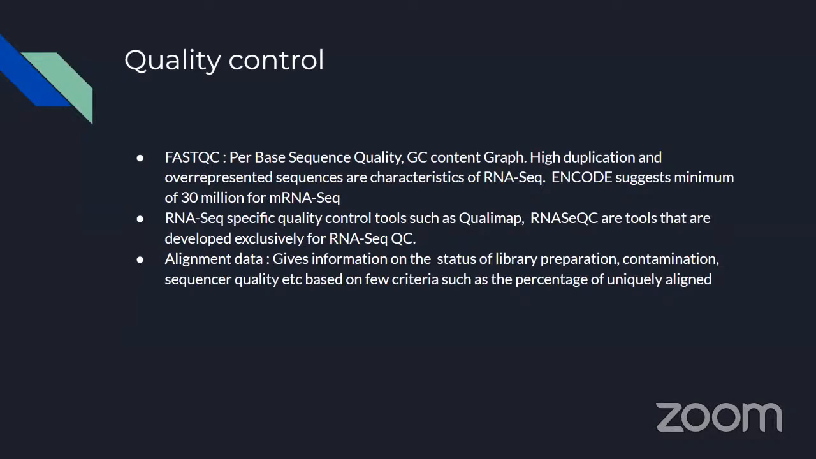When there is a very high GC content, one thing is that it could also be organism specific.